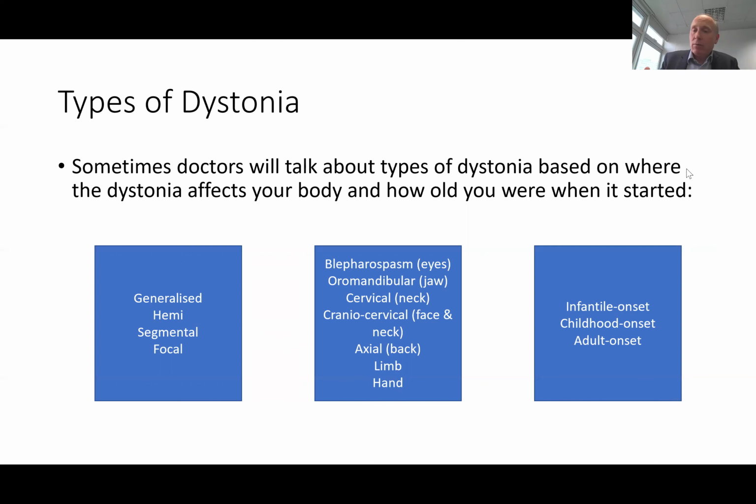And then doctors might talk about infantile onset, where dystonia comes on as a baby, or childhood onset, or adult onset. So these are all descriptive terms that are used to talk about dystonia from one doctor to another, and doctors might talk to you about the fact that you have generalized dystonia, or you have blepharospasm, or you have adult onset dystonia. I think it's important to realize that these are just descriptions. They don't really talk about the cause so much. I'm going to come on to that in a second, but they're ways of describing medically what is happening.